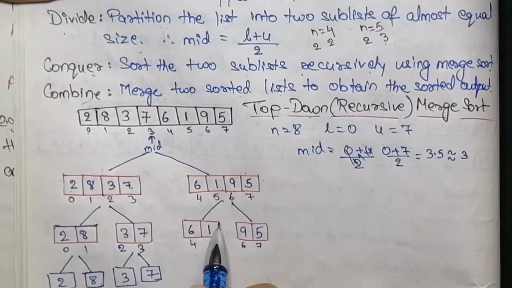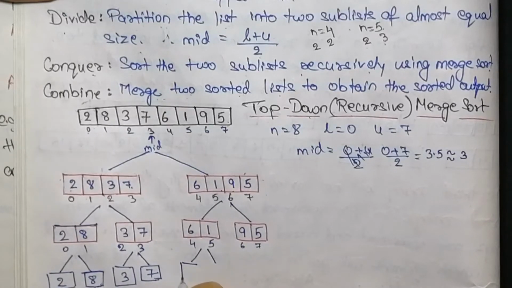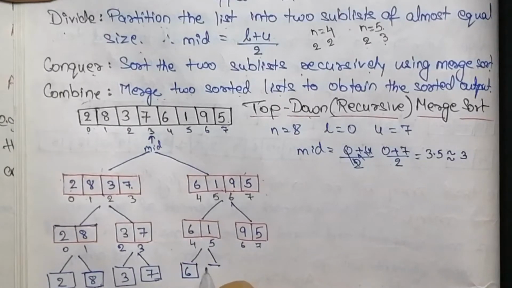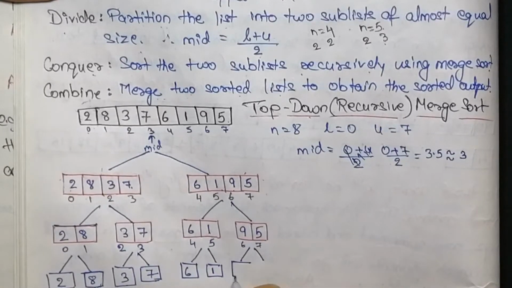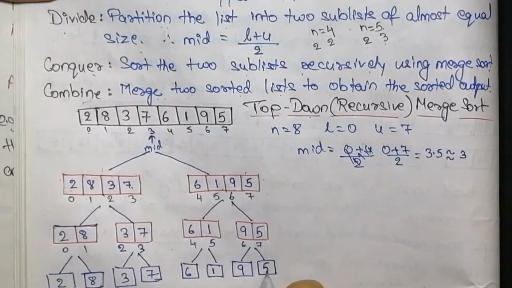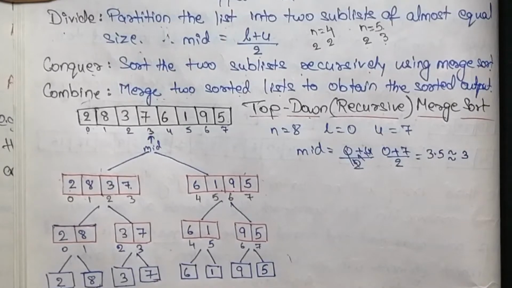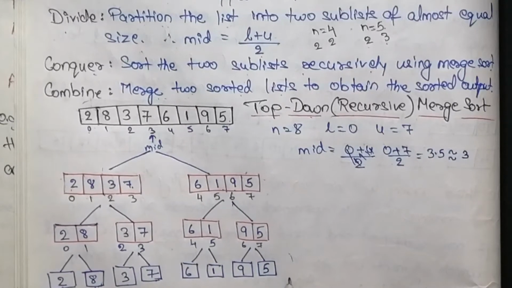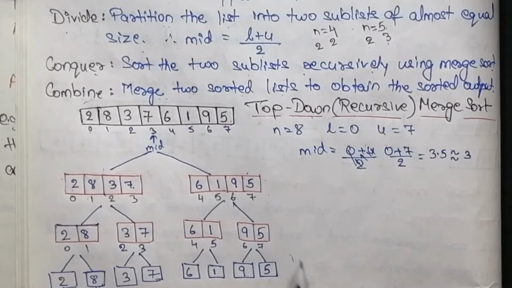Now this sublist contains 2 elements, so it will be again divided into 2 sublists, the first containing the element 6 and the second containing the element 1. Similarly, this sublist will be divided into 2 parts, the first containing the element 9 and the second containing the element 5. See now, this sublist cannot be divided any further because all these sublists contain only one element. So the dividing step is complete for the whole array.